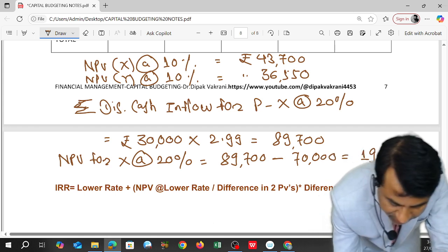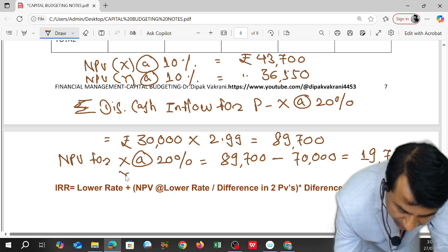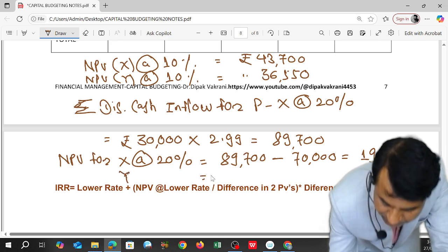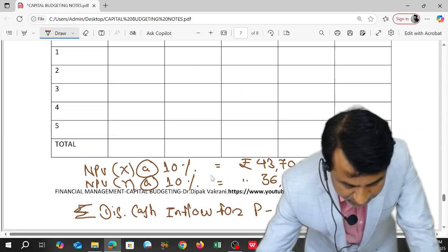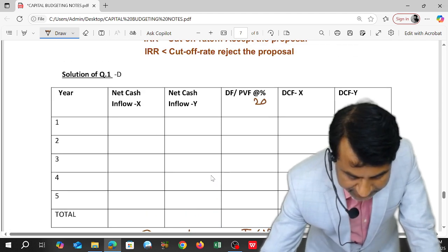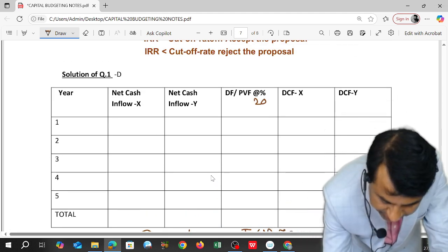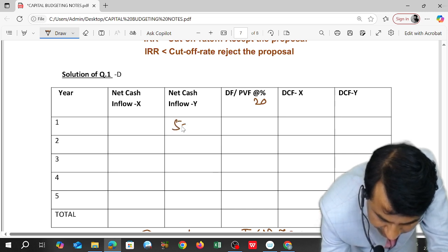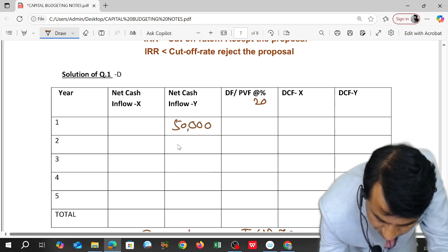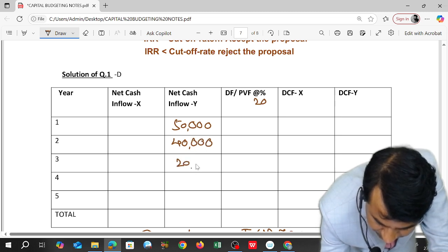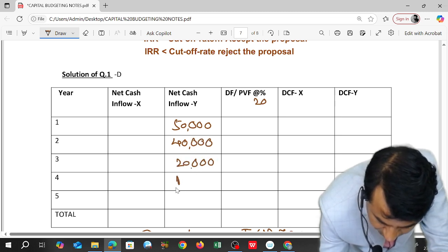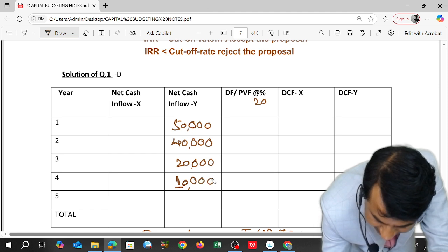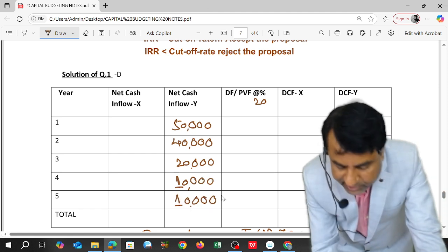Okay, let's do NPV for Y. Same manner. कितना आता है देखते हैं. NPV for Y. The first cash flow was, I think, 50, right? Second is 40, next 20, and 10, 10. I'm not doing it for X because it is annuity. X मैंने नहीं किया क्योंकि वो annuity है, directly कर दिया मैंने.